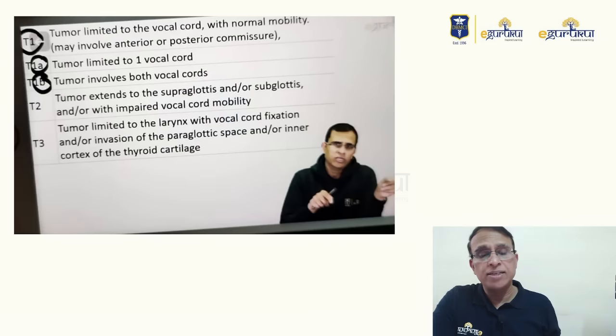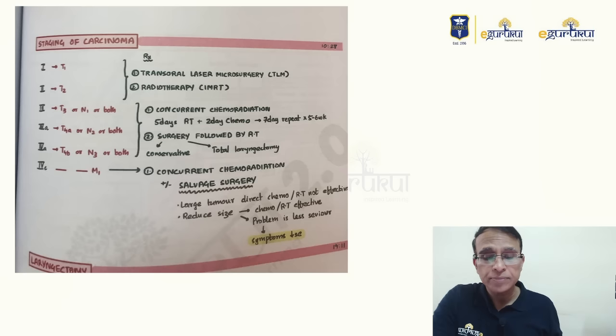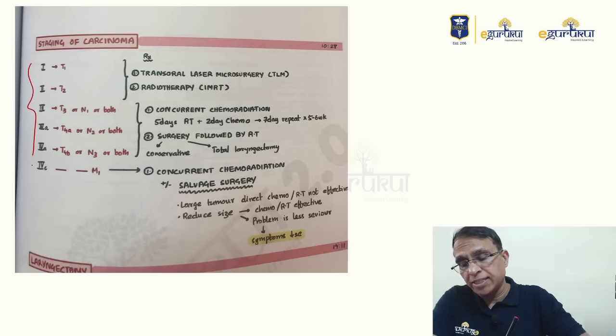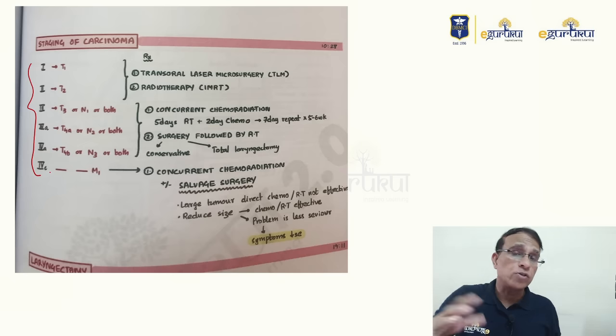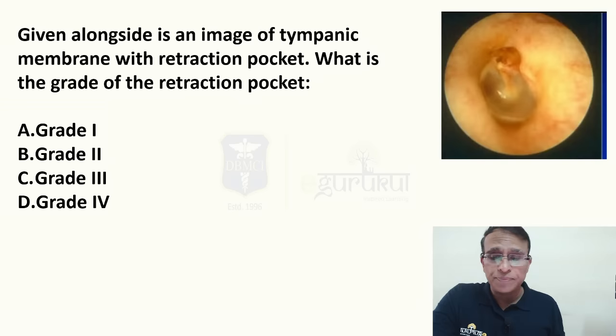And these are the screenshots of the eGurukul app, right? And this is the PDF file showing how we have discussed all the staging of the laryngeal carcinoma there. Based on that, the treatment has been discussed in detail again, the surgical options, all of that. So please go and check this one. Let us go to the next one.